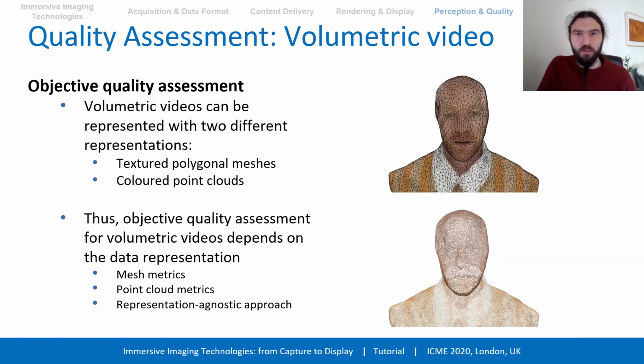As mentioned in the earlier parts, volumetric videos can be shown or represented with two different representations. That is, either textured polygonal meshes or colored point clouds. Thus, objective quality assessment for volumetric videos depends on the data representation. There are three different possibilities for the quality assessment of volumetric videos. There are mesh-based metrics for meshes, point cloud metrics for point clouds, and there's also a representation agnostic approach, which I will mention last.